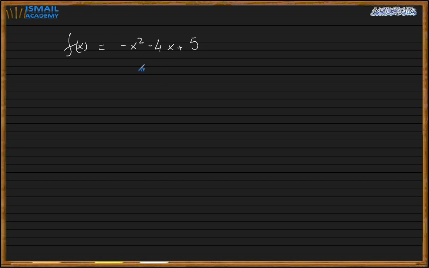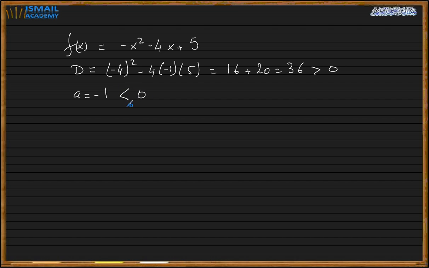So again, let me start with my discriminant, which is b squared minus 4ac. That is 16 plus 20, which is 36, so this is positive. We know that a equals minus 1, which is less than 0, which means the graph is concave down. The discriminant is positive, so I will have two x-intercepts. A is negative, so it is concave down. So this is how the graph will look.